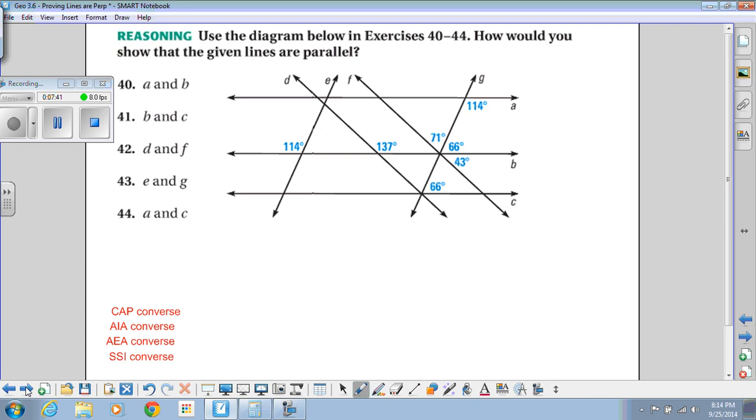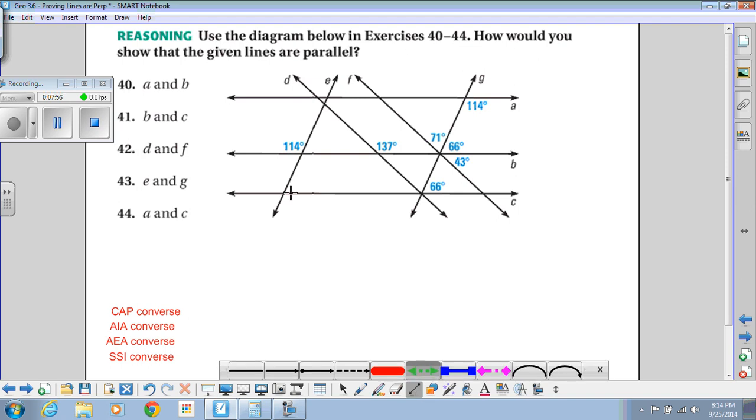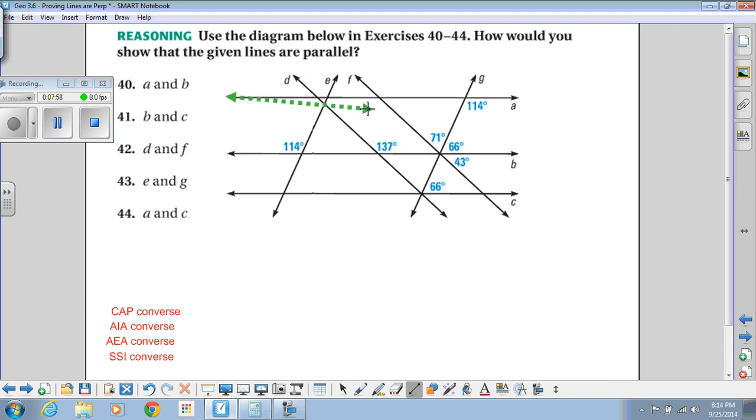Alright, let's do maybe one or two more. In this diagram, notice we're trying to figure out which lines are parallel. So we're kind of going back and reviewing a little bit. Let's just say we wanted to prove A and B parallel. I'm going to trace out A and B just so we can figure out what's going on in this diagram.